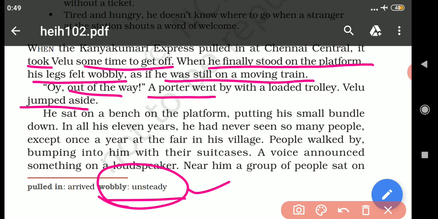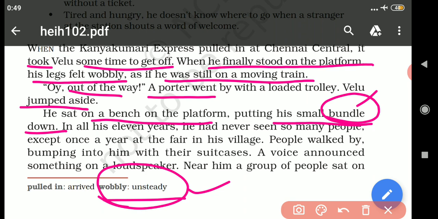He sat on a bench on the platform. वो फिर प्लेटफॉर्म के ऊपर एक बेंच में बैठ गया. Putting his small bundle down. What do you understand by bundle? Bundle means you must be carrying some clothes, some food materials, some essential things. I think दातुन हो या ब्रश हो, soap हो, कुछ भी. I think the things that he was carrying.